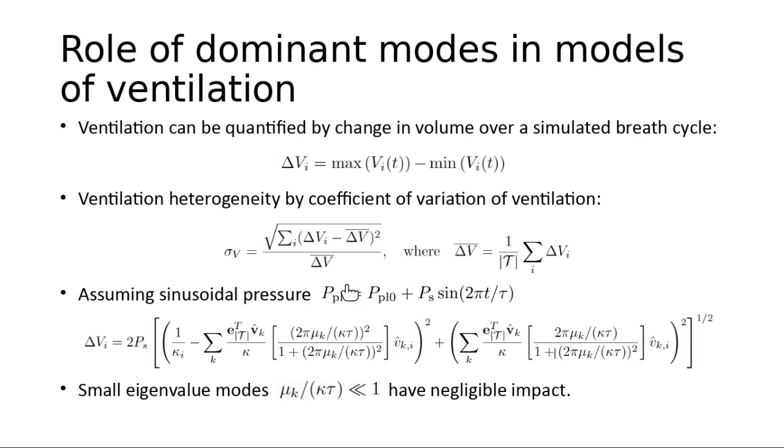And then ventilation heterogeneity can just be measured, say, as the coefficient of variation of this over the whole lung. And you can see then that we can exactly relate the eigenvalues of that operator to this property. And what we can see if we look at that is that any modes where the eigenvalue divided by kappa tau, where tau is the time scale of a breath, is less than 1, have negligible impact on this prediction. So basically only the modes with high resistance are important in this expansion, and we can dispose of the rest.